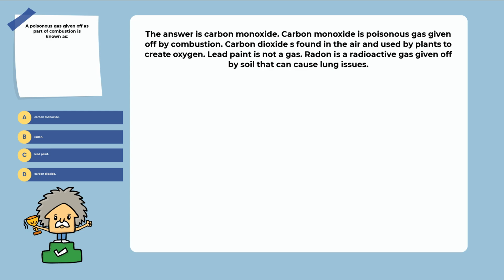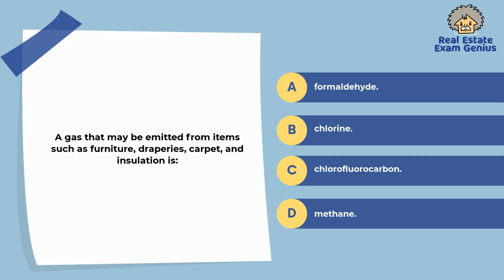The answer is carbon monoxide. Carbon monoxide is a poisonous gas given off by combustion. Carbon dioxide is found in the air and used by plants to create oxygen. Lead paint is not a gas. Radon is a radioactive gas given off by soil that can cause lung issues.